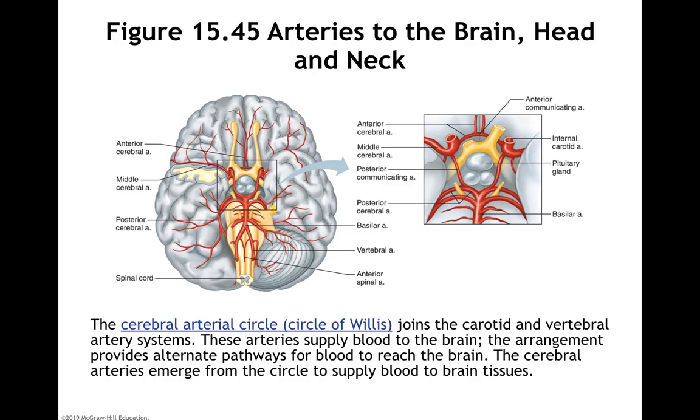In the brain, we have the cerebral arterial circle, traditionally called the circle of Willis. That joins the carotid and vertebral artery systems. They supply blood to the brain. Their arrangement provides for alternate pathways to reach the brain. Cerebral arteries emerge from the circle and supply blood to brain tissues.